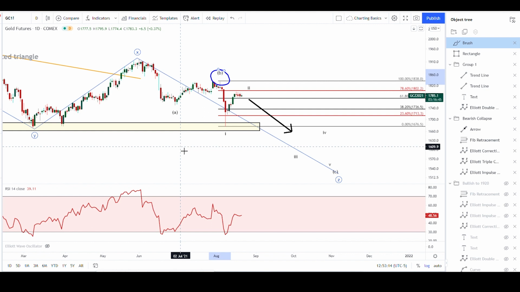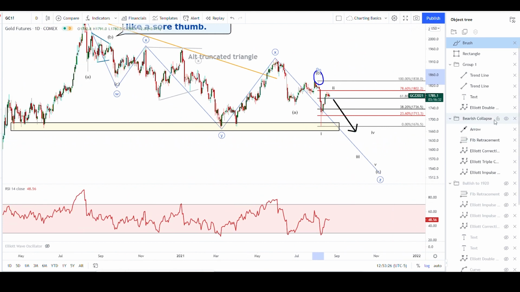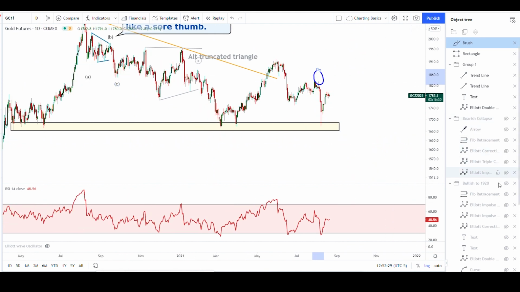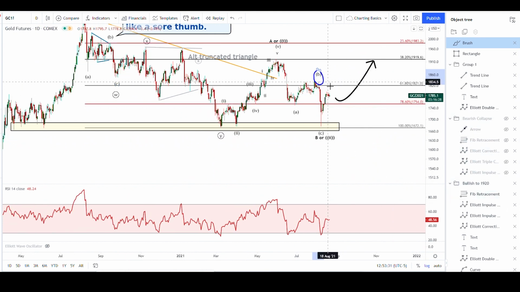This is the point at which this bearish wave count is no longer possible, and then we can start focusing in on the bullish wave count. So speaking of the bullish wave count, let's go ahead and load this up.